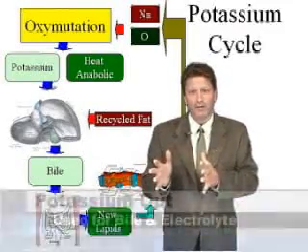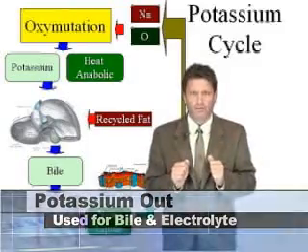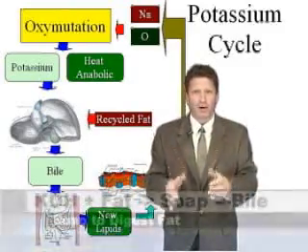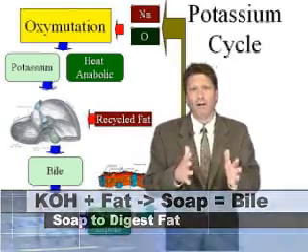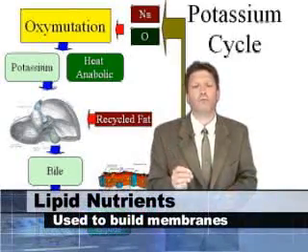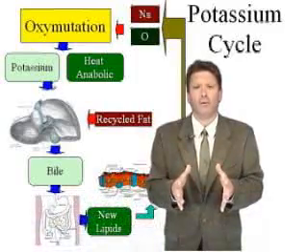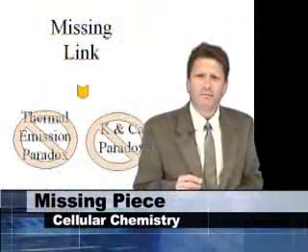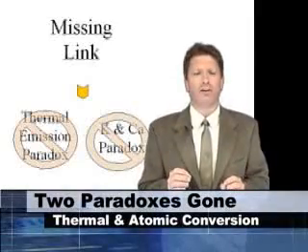Later, cells pump out the potassium as waste. The potassium travels to the liver, mostly in lymph. The liver mixes potassium hydroxide with recycled fat into soap, known as bile. The bile is then released to digest fat and absorb fat-soluble nutrients, which are all needed to rebuild high-quality cell membranes.